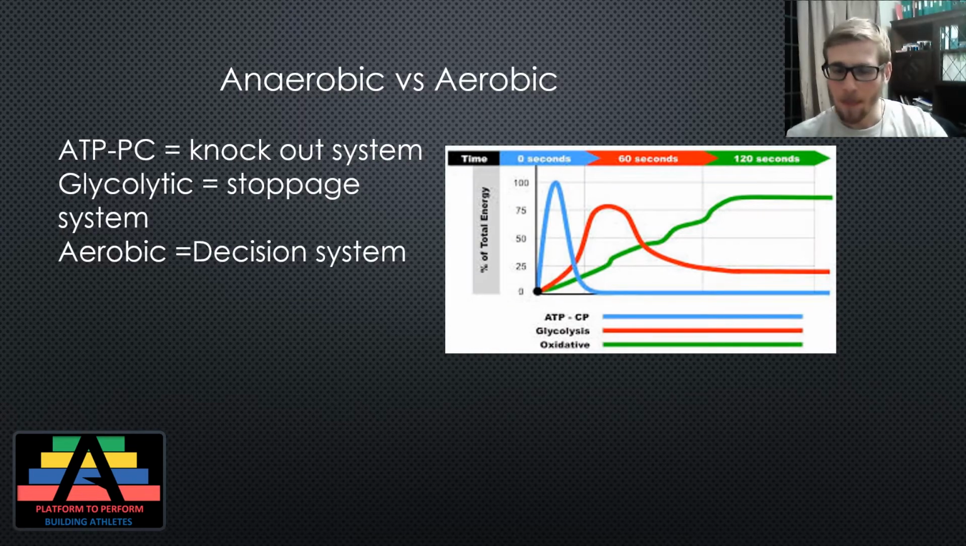So again, anything under 10 seconds, ATP-PC. Anything 10 seconds to about a minute and a half is when you're going to start dipping into the glycolytic system, and anything 2 minutes or above, aerobic system. As I said, these are not specific prescriptions. It's not like, for example, you start working for 11 seconds and now all of a sudden you're completely glycolytic.